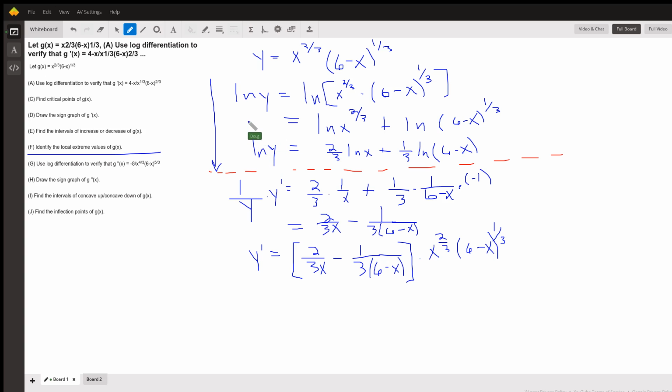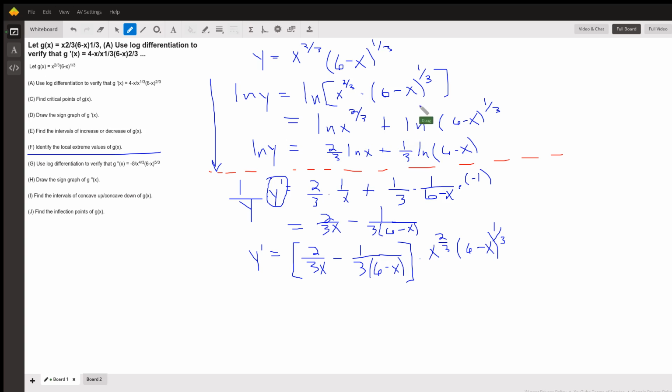Now we take the derivative on both sides with respect to x. The derivative of the natural log of y is 1 over y times, using the chain rule, y prime. That's what we want to isolate right there. The derivative of 2/3 log of x is 2/3 times 1 over x times the derivative of the inside, chain rule, but that's just a 1. The derivative of this is 1.